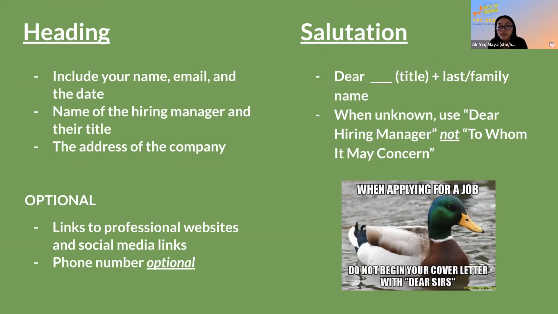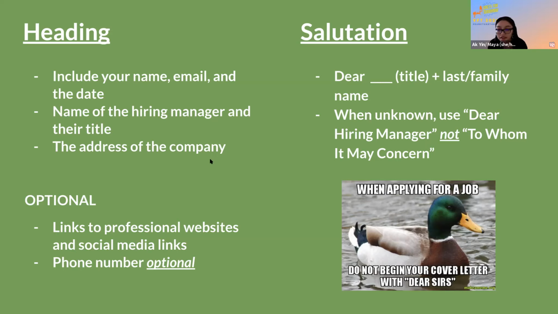Your salutation, again, is where it says like, dear, title, last name, and then your title plus the last name, or also known as the family name. And when you don't know who the hiring manager is, you would want to put something like, dear hiring manager. Try not to put to whom this may concern, because you kind of have to know that it's going to be through the hiring team or the hiring committee.